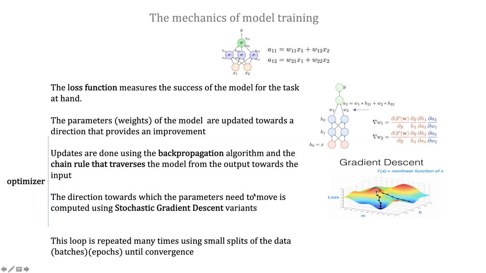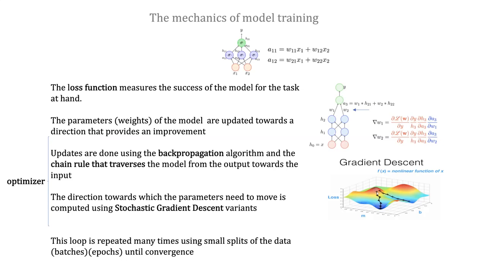And this loop is updated many times during small splits of the data that are called batches. So you don't see all the data at once, you see the data in smaller batches. But in every full loop of training, you have to see all the data. So you see many batches until you have seen everything, and you'll do this many times. Every complete loop through your whole data set is called an epoch, and you'll do this again several times until you reach convergence, that is until your weights do not change anymore.